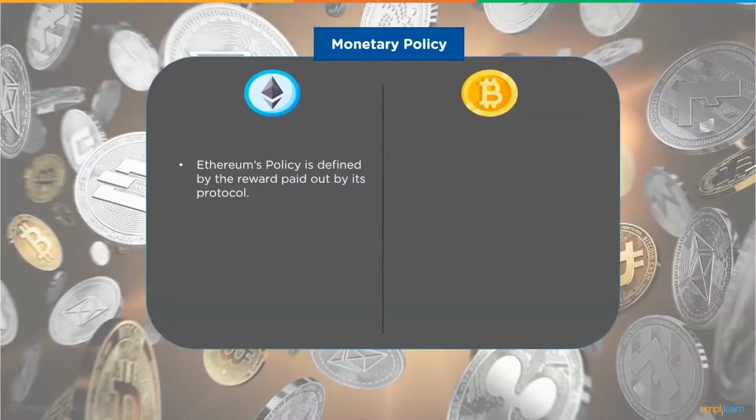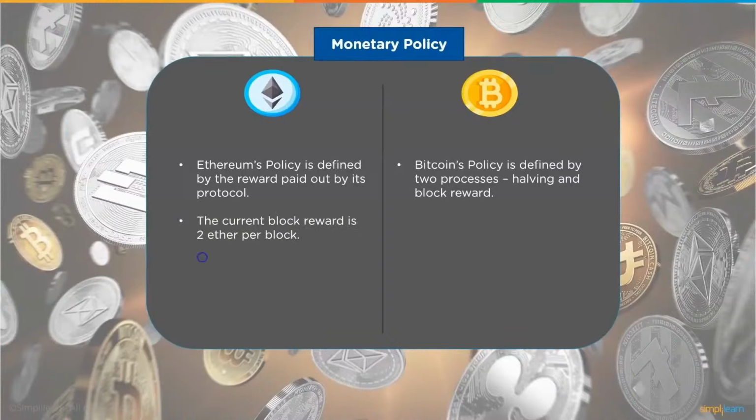So, Ethereum's policy is defined by the reward paid out by its protocol. Ethereum's monetary policies are best described as minimum issuance to secure the network. Therefore, there is a constant trade-off between transaction speed and security. But Bitcoin's monetary policy comprises two parts, halving and block frequency. A halving event is when the reward of mining Bitcoin is cut in half, and it also cuts the inflation rate. And the block reward is the number of Bitcoins you get if you successfully mine a blockchain block.